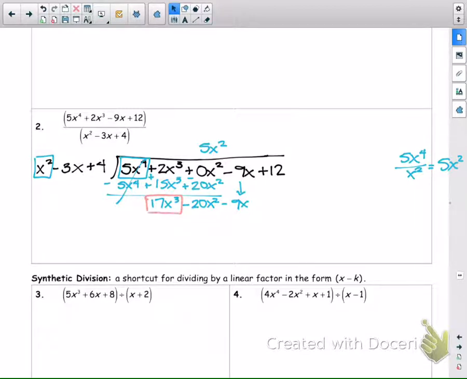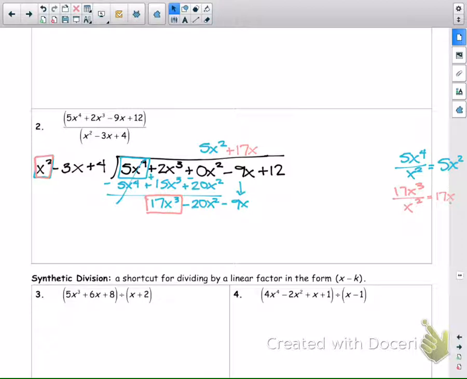17x cubed, first term on the inside, divide by what? The first term on the outside again. So I take my 17x cubed, I divide by x squared. What's that going to give me? 17x. Where do I line that up? Over the negative 9x. And I take my 17x and I do what with it? Distribute it to everything outside.